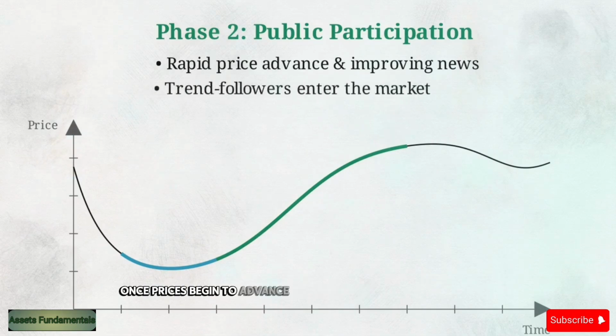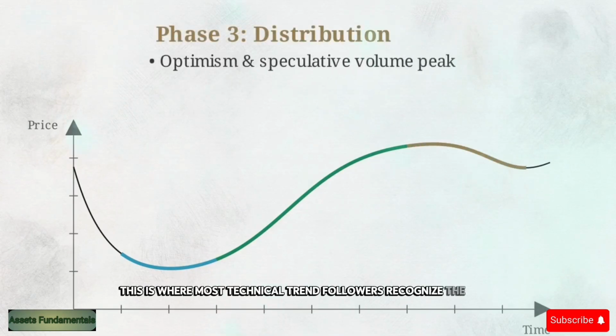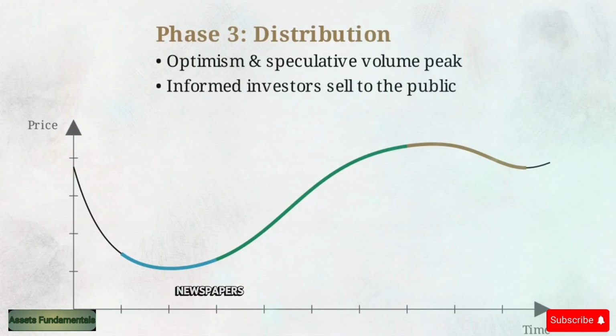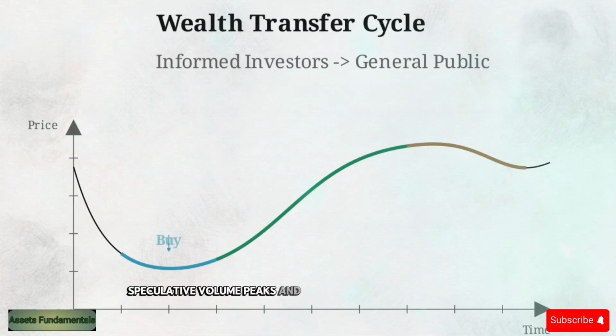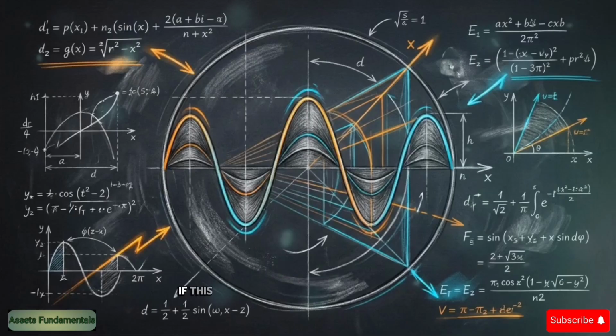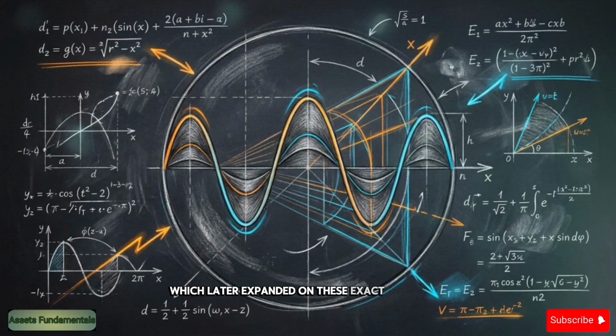Once prices begin to advance rapidly and business news improves, the public participation phase begins. This is where most technical trend followers recognize the shift and enter the market. Finally comes the distribution phase. Newspapers print increasingly bullish stories, speculative volume peaks, and the original informed investors begin quietly selling their holdings to late-arriving members of the public. If this 3-phase structure sounds familiar, it directly prefigured the foundational concepts of Elliott wave theory, which later expanded on these exact sequences.